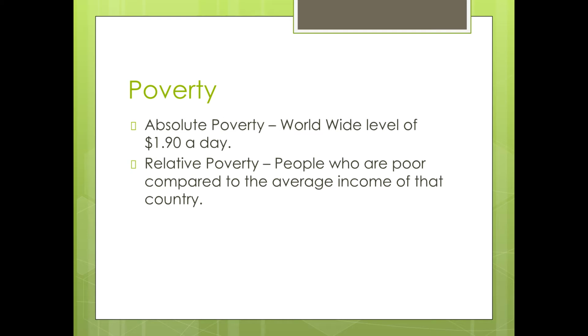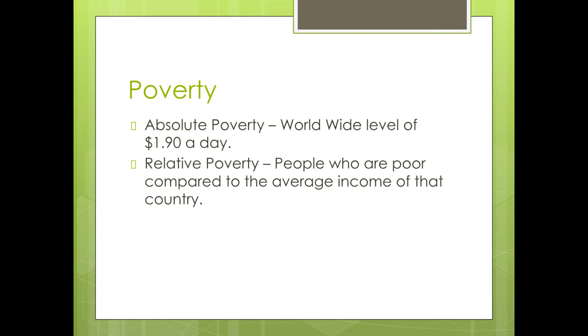So let's start with absolute. Absolute poverty, I think we've mentioned this in class before. It's a worldwide level of poverty. It's a number that was put into place by the World Bank to express severe poverty. But then you have relative poverty. And relative poverty are people who are poor compared to other people in that country.